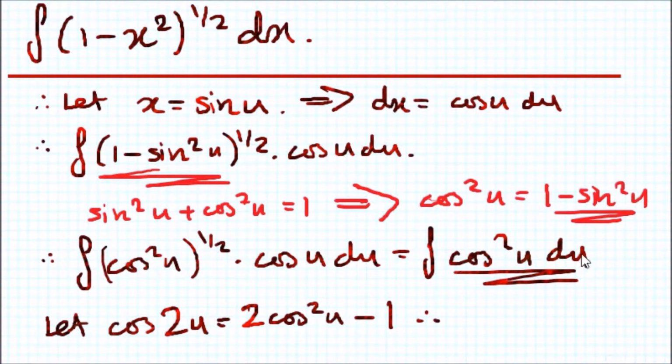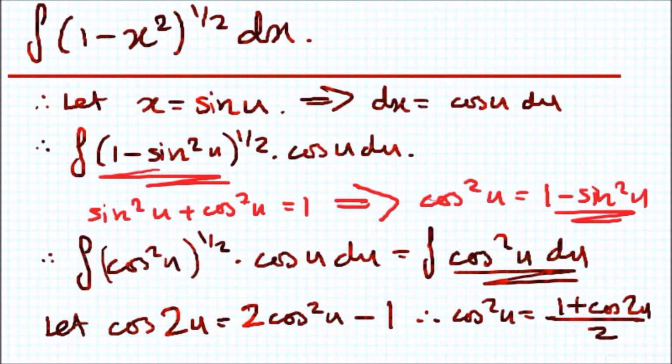Therefore, rearranging this equation, we can add 1 and divide by 2. We should get a term for cos squared u. So cos squared u is going to equal (1 plus cos 2u) over 2. Now, that's it. All you want to do is just plug this back in and integrate it. So remember, this part here is the double angle formula.